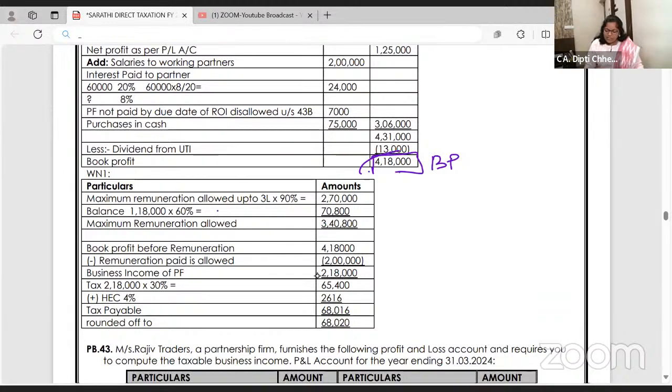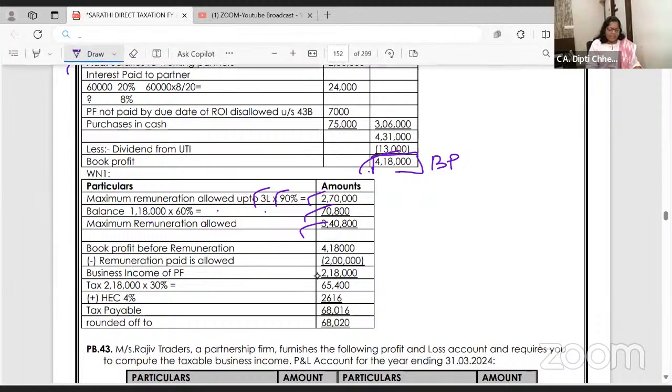How much remuneration is allowed? Up to 3 lakh, 90%, 270. Above 3 lakh, on 1,18,000, 60%, that is 70,800. So how much remuneration is allowed maximum? I want to repeat. After routine add and less, book profit 4,18,000. So on the first 3 lakh pay 90%, on the balance pay 60%.